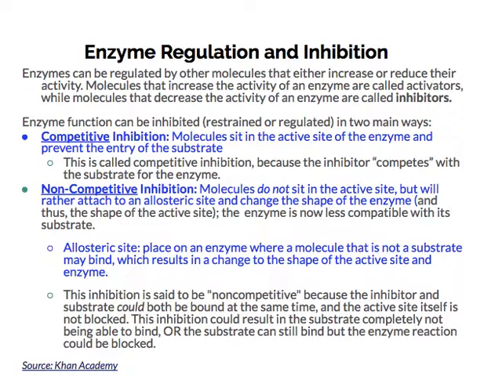So that ultimately will change the shape of the active site, and the enzyme is generally less compatible with its substrate because of that. The allosteric site is a place on an enzyme where a molecule that is not a substrate may bind. That results in a change to the shape of the active site and the enzyme. So let's look at inhibition in a little bit more detail.